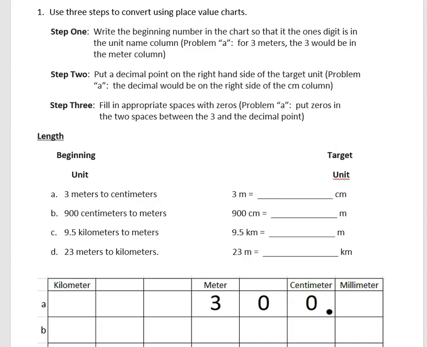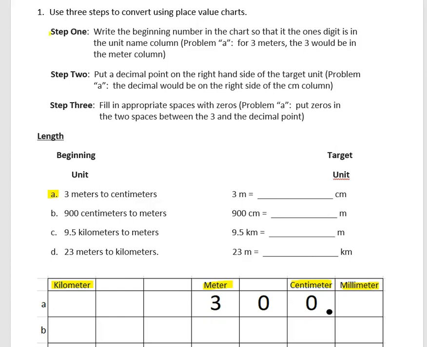The first part of the page is converting metric measurements that have to do with length. So you can see on the chart below that I have kilometers, meters, centimeters, and millimeters. In these empty spaces, there are other metric measurements that are not as commonly used, so we're not going to include those in the chart today. The first question asks us to convert 3 meters to centimeters.